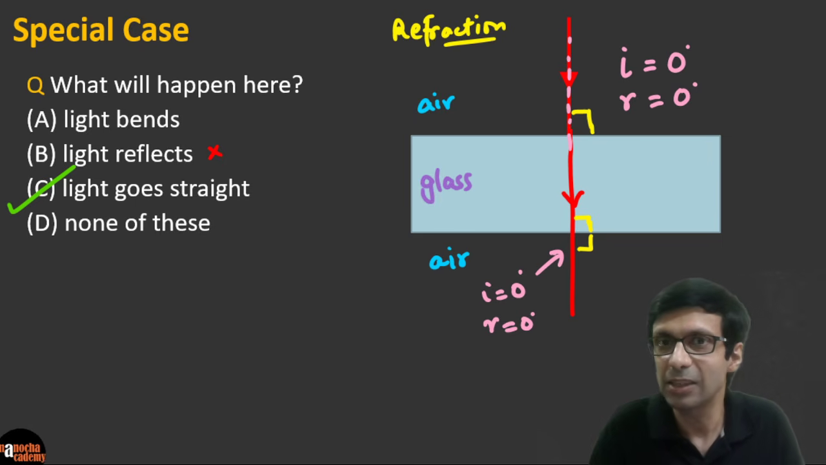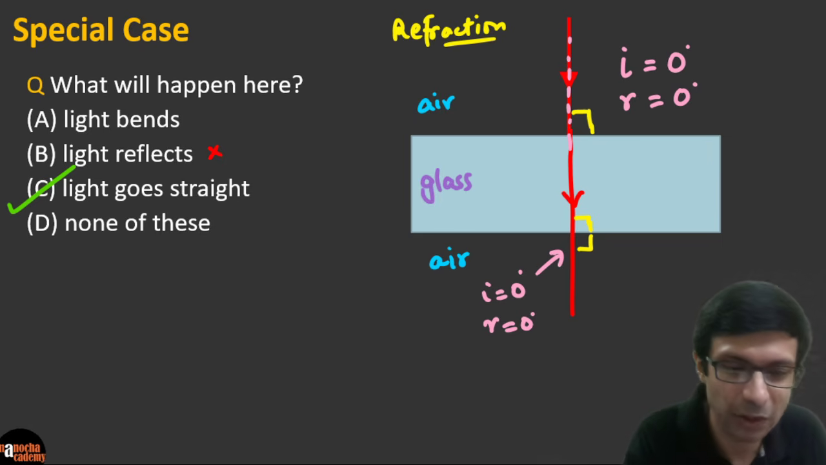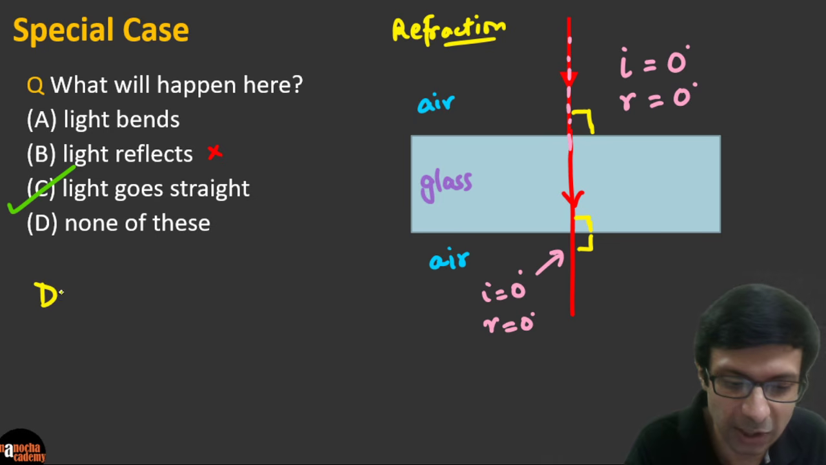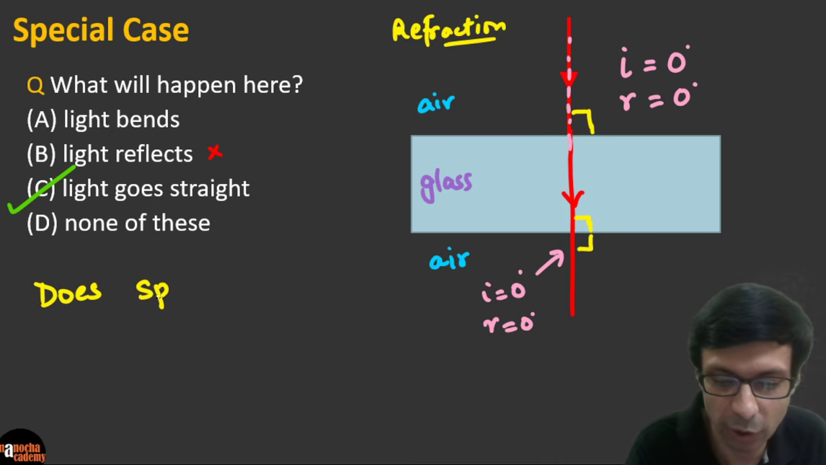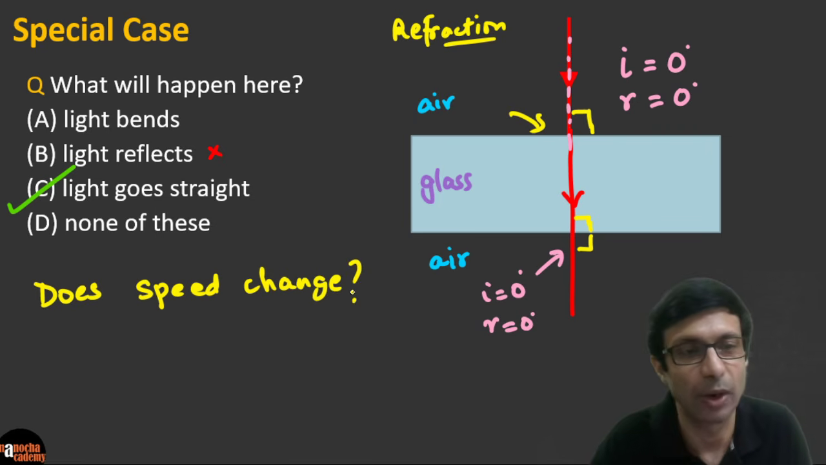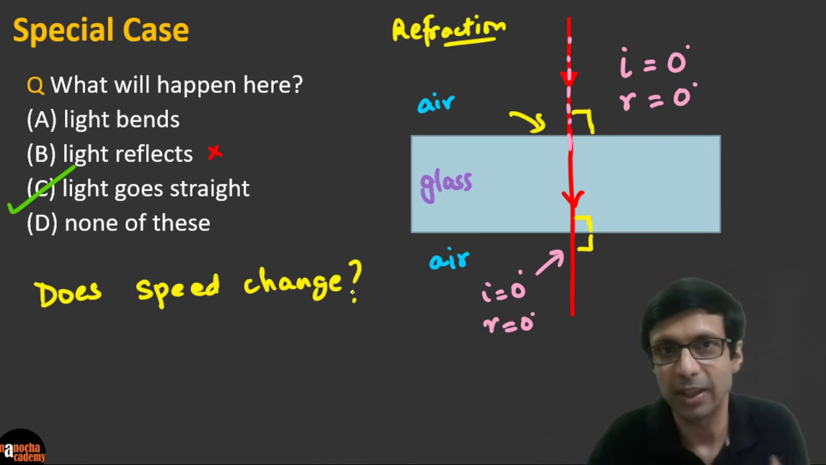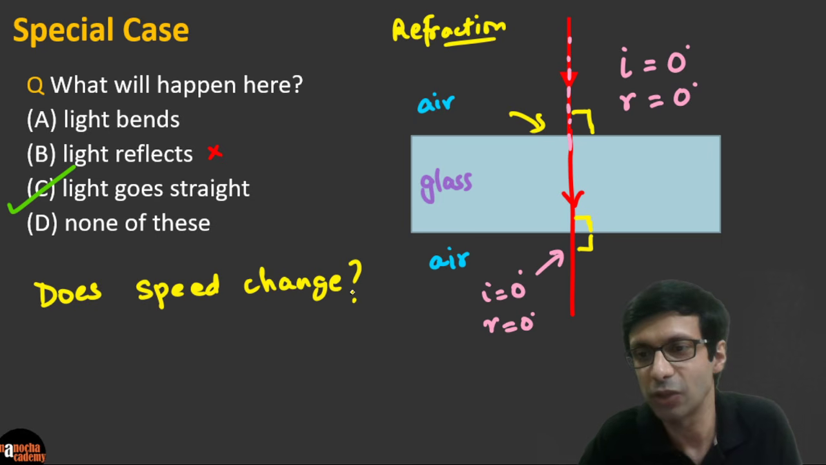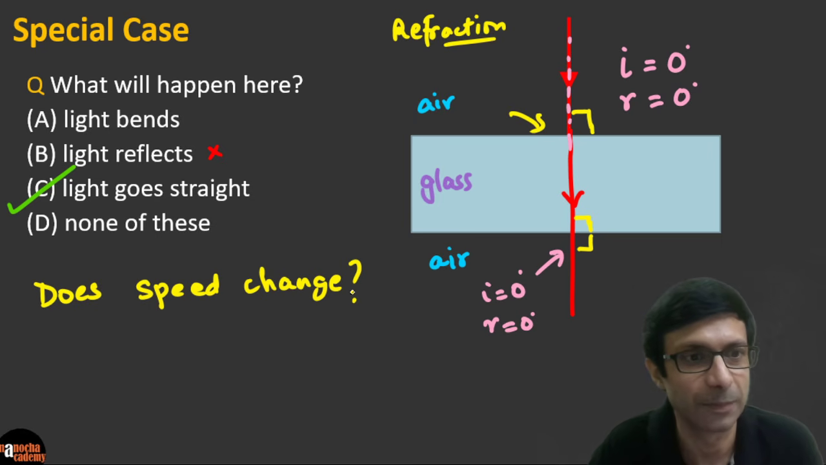Now one interesting thing is, does the speed of light change here? If I ask you guys, does the speed of light change for this case? Let's look at the first example when it's going from air to glass. In this case, does the speed change when it's going from air to glass? What do you think? C is the correct answer for light going straight, but does the speed of light change or not? What do you guys think?